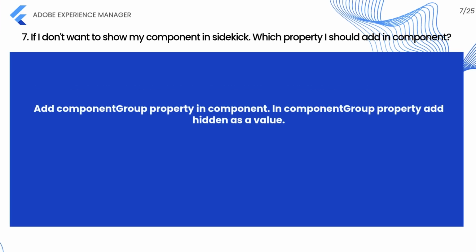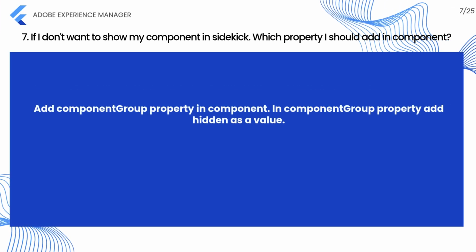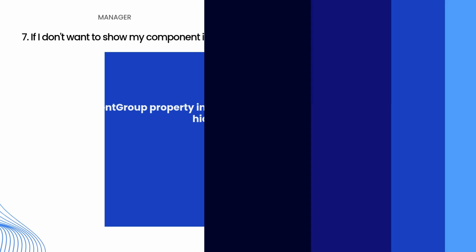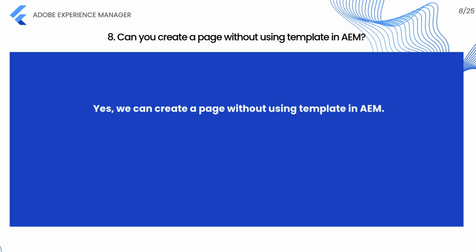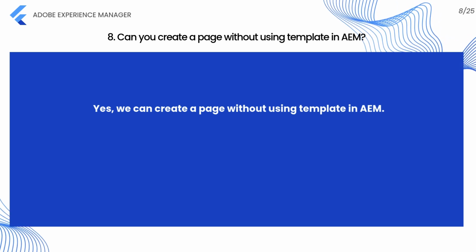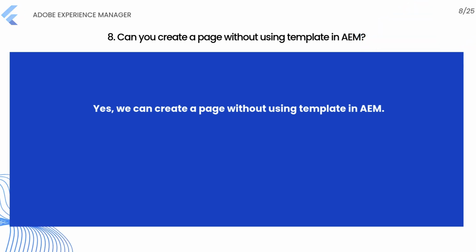If I don't want to show my component in Sidekick, which property should I add in the component? Add the component group property in the component. In the component group property, add hidden as a value. Can you create a page without using a template in AEM? Yes, we can create a page without using a template in AEM.